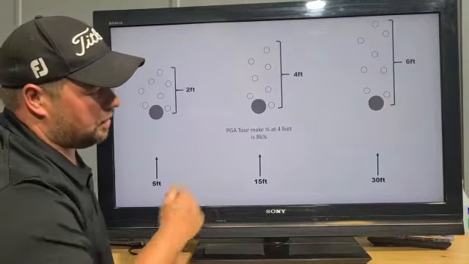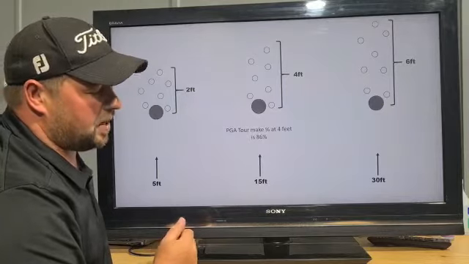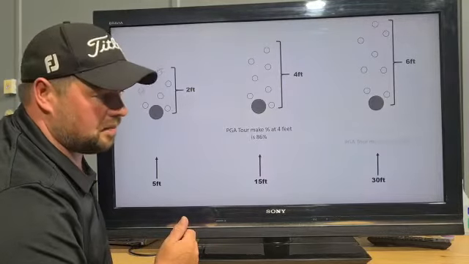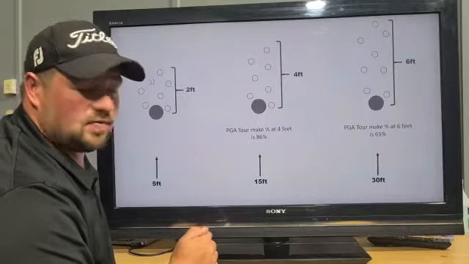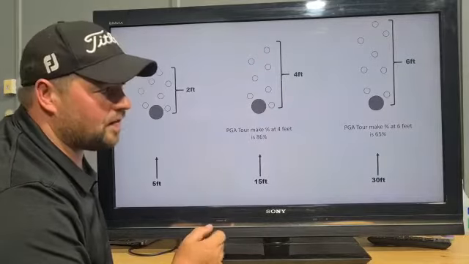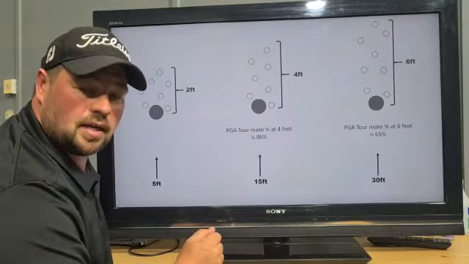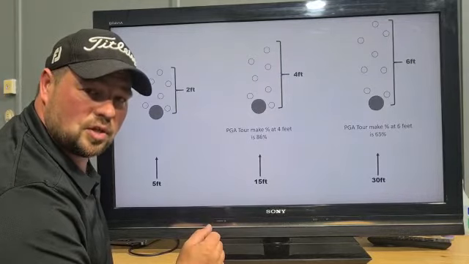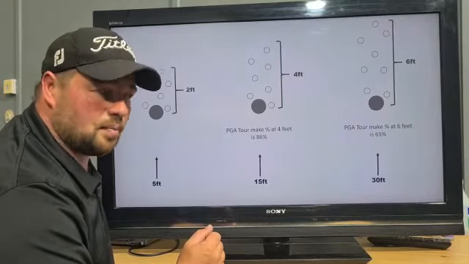Now, if we look at 4 feet, the PGA Tour average is only an 86% make percentage. And we can see here at 6 feet, it's only 65%. So if that first putt goes charging past in an attempt to make that putt, with a 6 foot dispersion, we are going to face some tricky return putts.